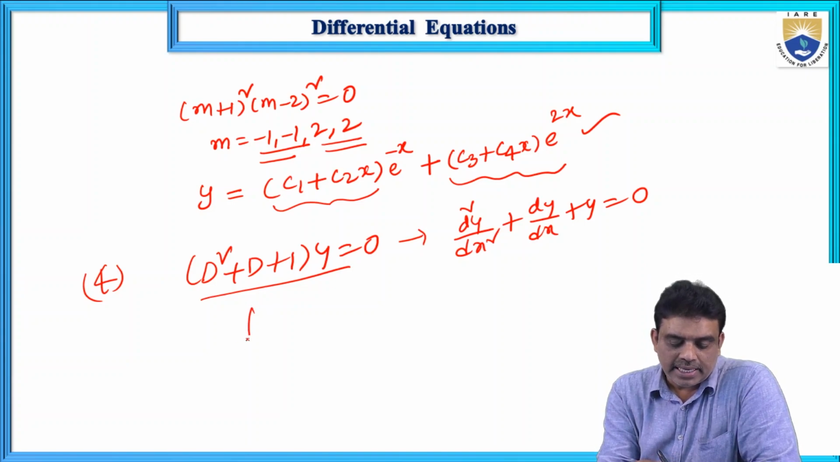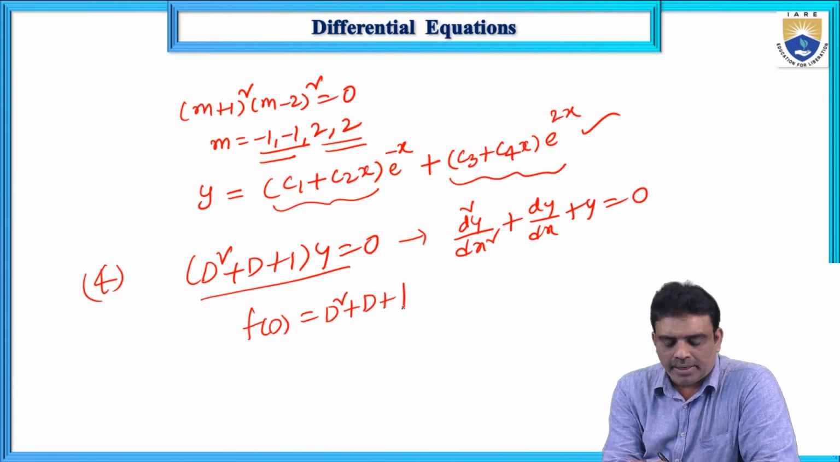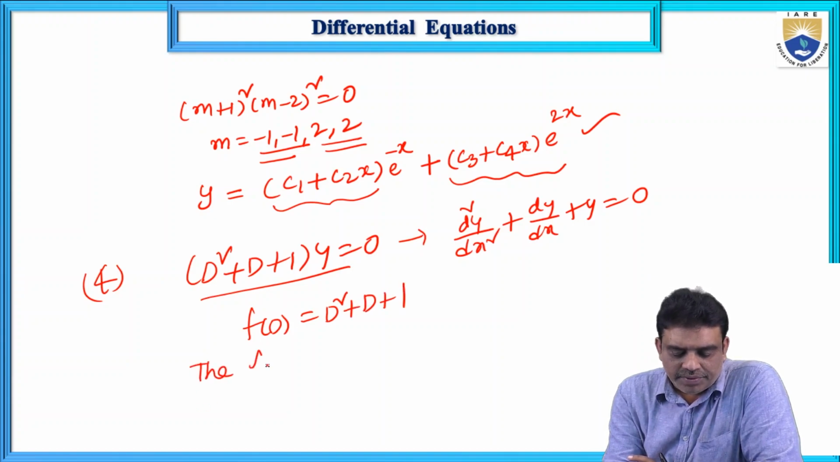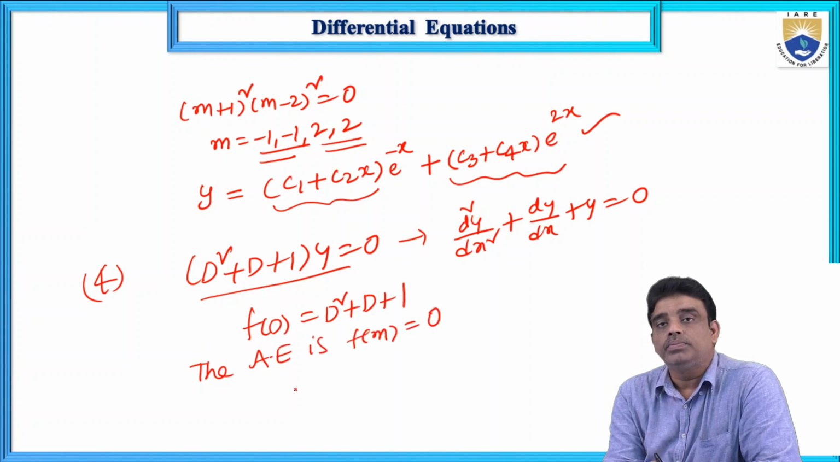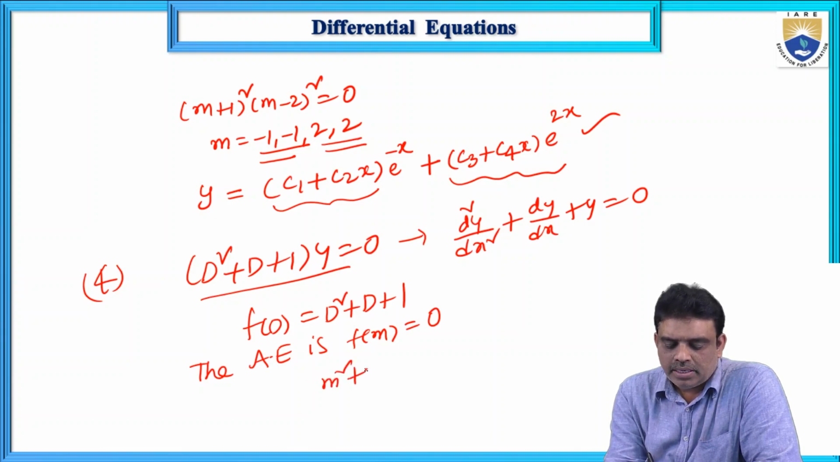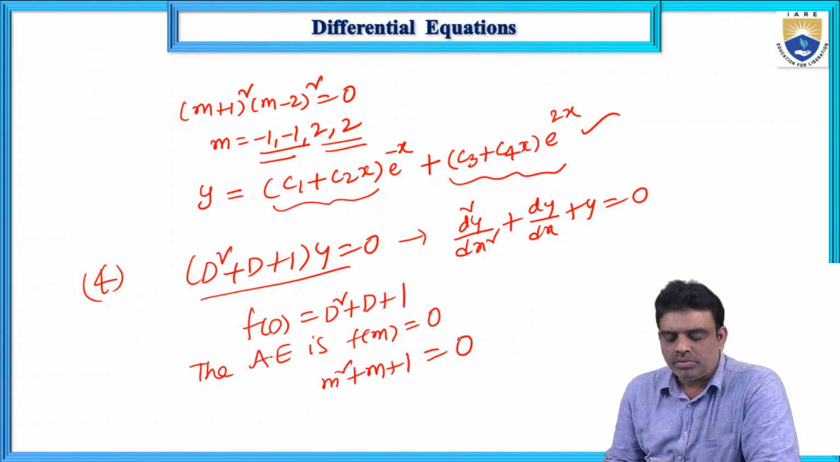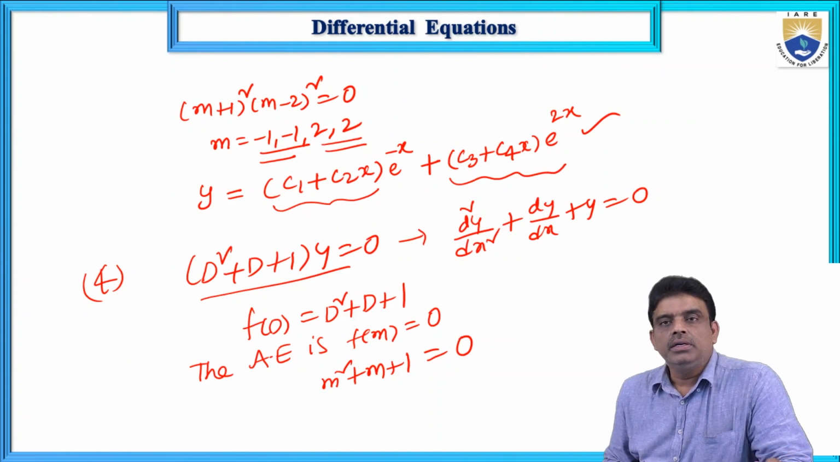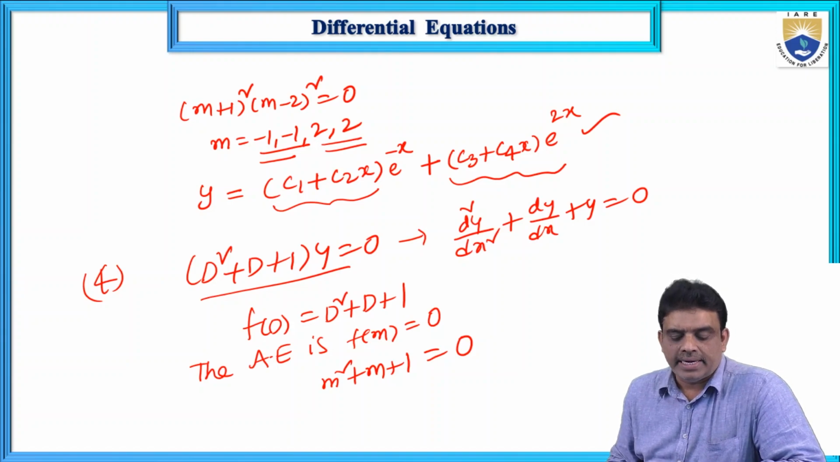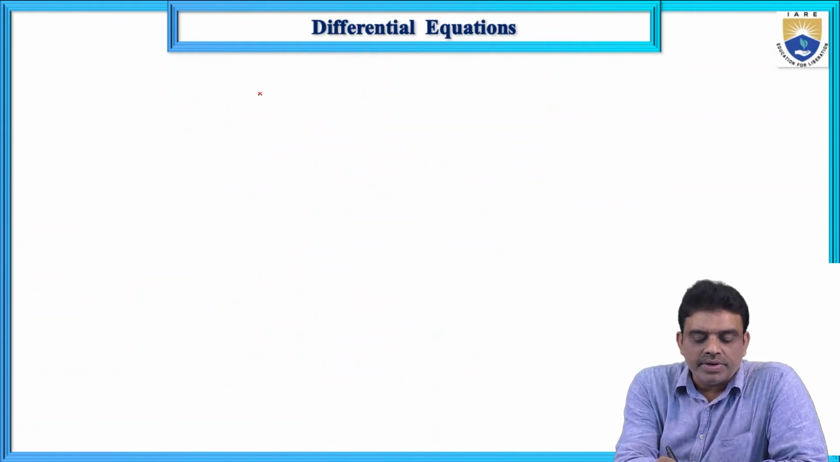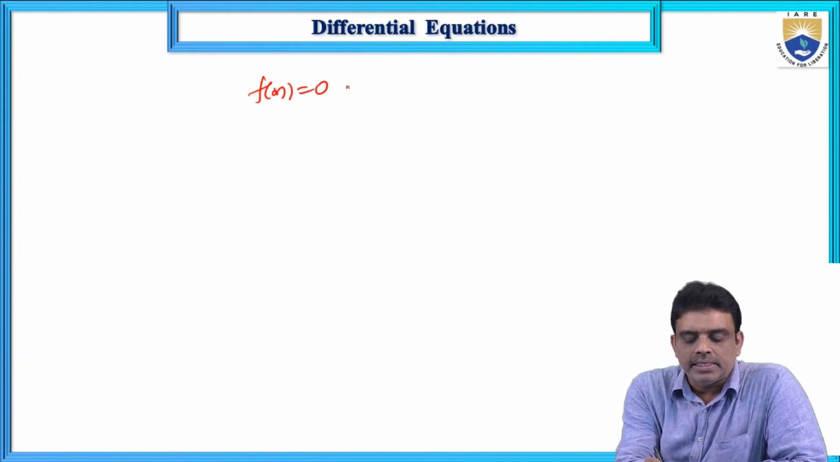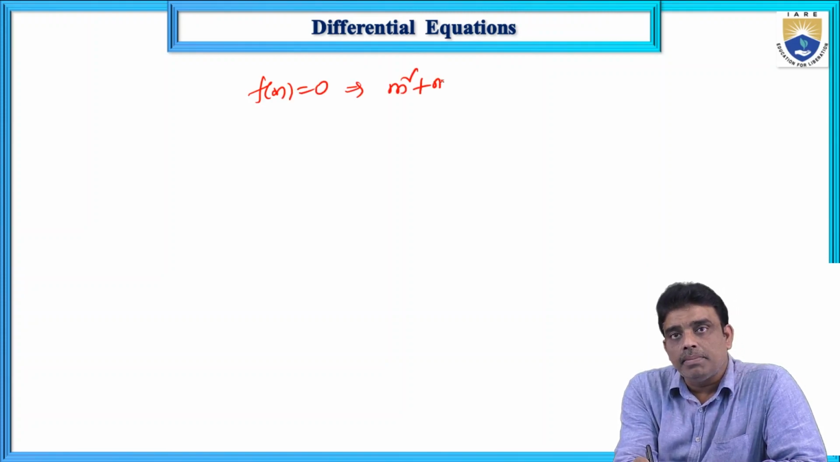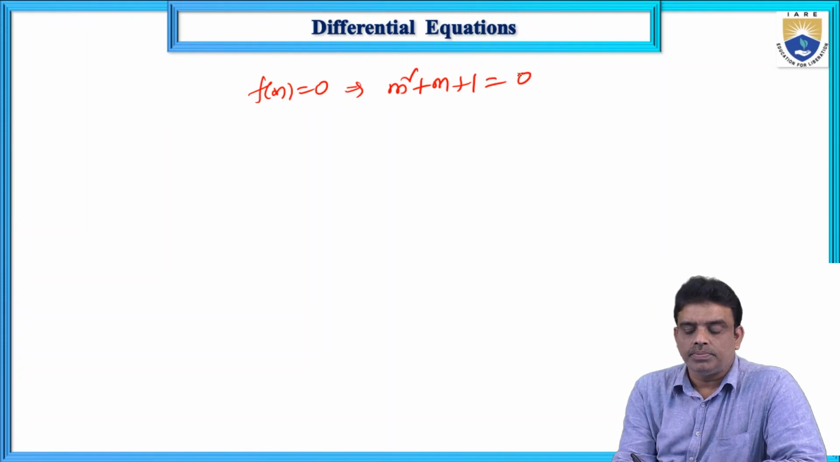So how to write? This is here f of D. What is f of D? D square plus D plus 1. Now the auxiliary equation. What is the auxiliary equation? F of m is equal to 0. That means m square plus m plus 1 is equal to 0. So now our intention is to find the roots of the equation, and based on the roots we write the solution. So the equation here is f of m is equal to 0, that is m square plus m plus 1 is equal to 0.